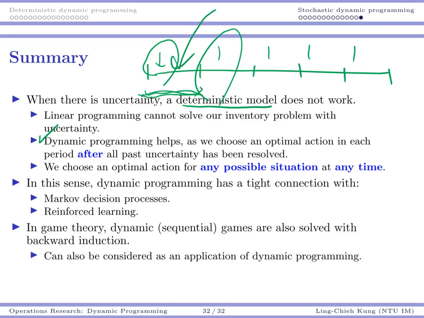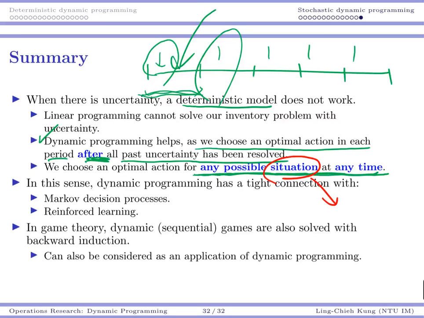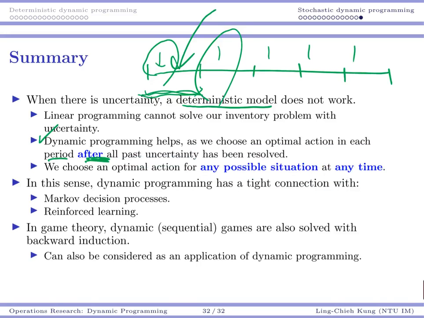Okay, so dynamic programming helps us choose an optimal action in each period after all the past uncertainty has been resolved. Okay, we choose an optimal action, again, for any possible situation at any time. Here, what does that mean? All possible situations just means all possible states. We still have that optimality principle. To make an optimal decision, we need to look at the state, but we don't need to look at previous states, and we don't need to look at previous optimal decisions.